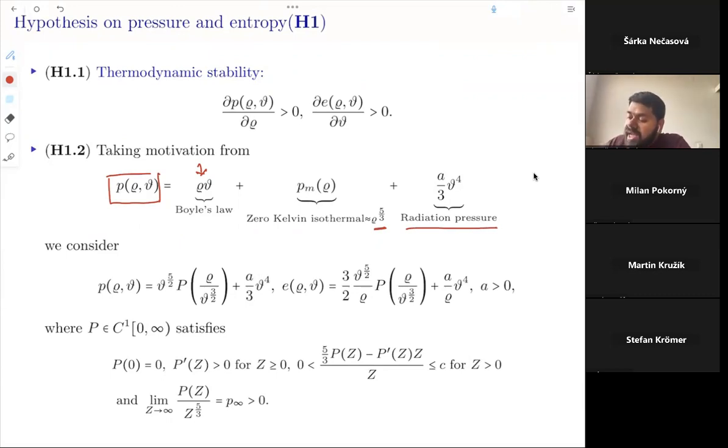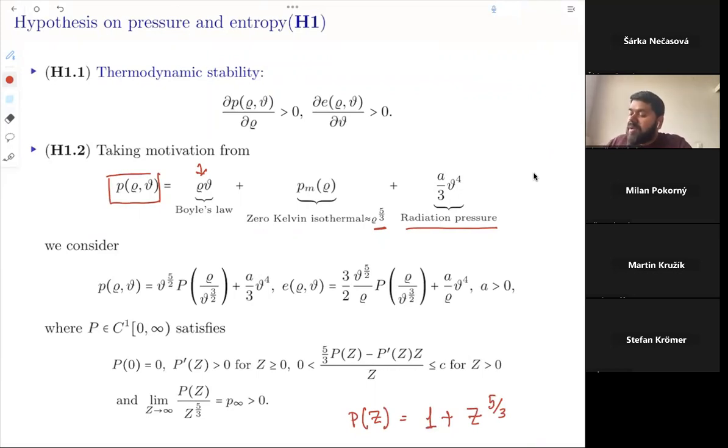Taking motivation from this pressure, we consider a very general form of pressure. In this case, if you just consider P(Z) equal to 1 plus Z to the power 5/3, I think, then you can actually get back to rho theta plus this quantity.